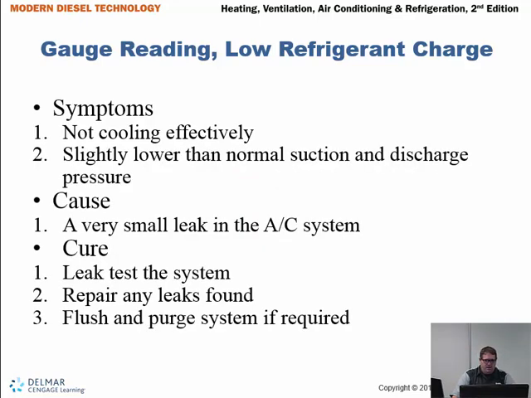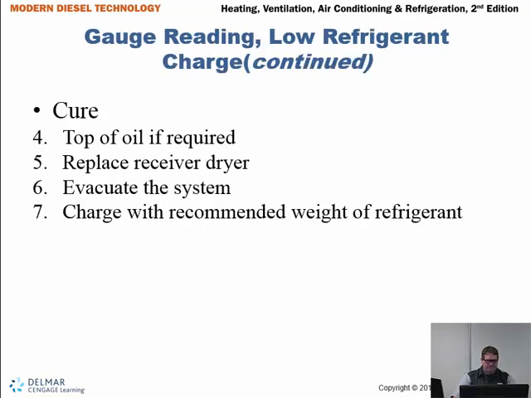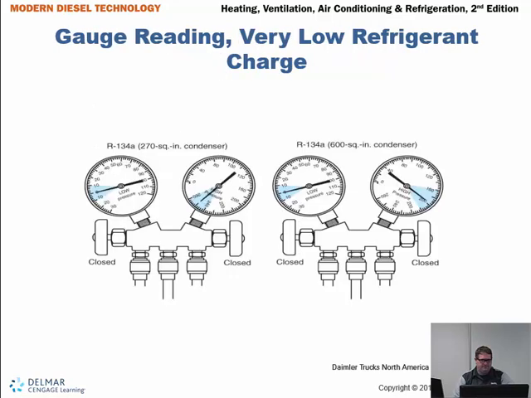All right, symptoms: not cooling effectively, slightly lower than normal suction and discharge pressure, and the cause is a very small leak in the AC system. So this is a very common problem you're going to have. So the cure for this is obviously to leak test the system, repair any leaks found, and then flush and purge the system if required. All right, so low refrigerant, again, the other part of the cure is top off with oil, replace the receiver dryer, evacuate the system, and charge with the recommended weight of refrigerant.